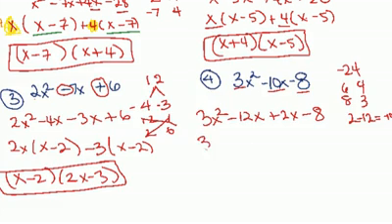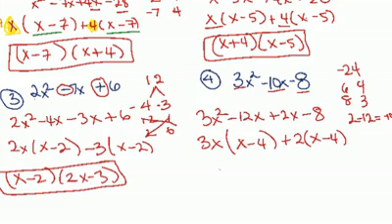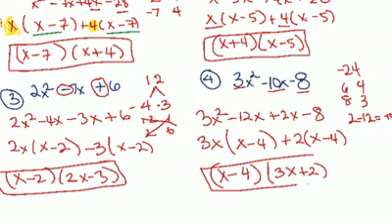Factor out the 3x, and you're left with an x minus 4 plus 2. Factor out x minus 4 again. Factor out that x minus 4, and then you're left with the things in front of the parentheses. No guesswork. A lot quicker if you do it this way.